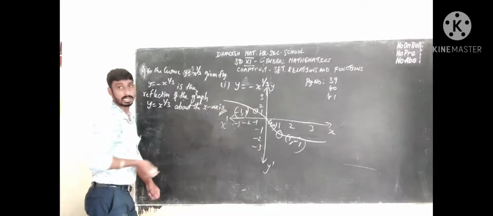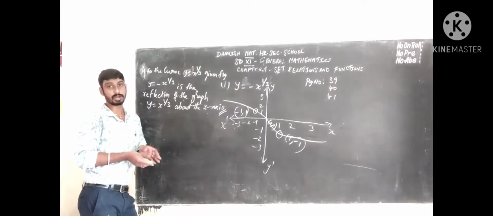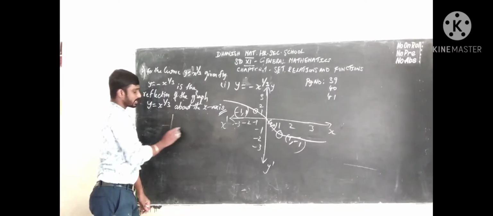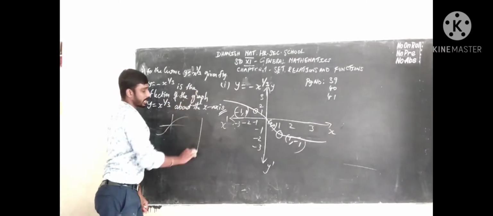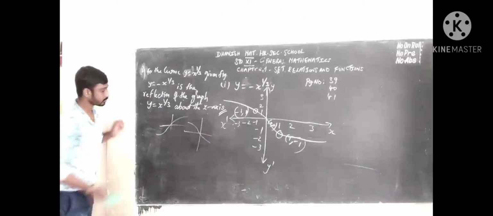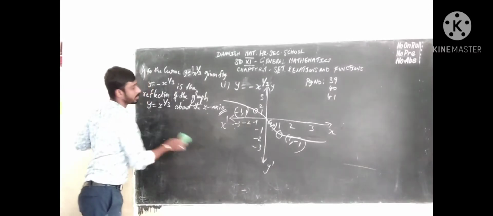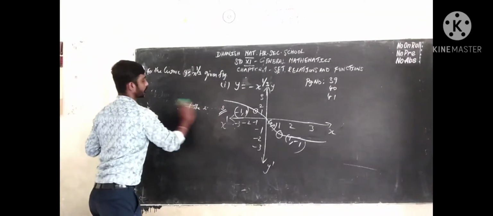It looks like a reflection. If we are standing in front of a mirror, it will be reflected to you. It looks like that one. The graph of y is equal to plus x power of 1 by 3 comes to this side. Here we are getting the graph like this. So it will be reflected for y is equal to x power of 1 by 3. Let's see the second one. What is the question given for the second one?